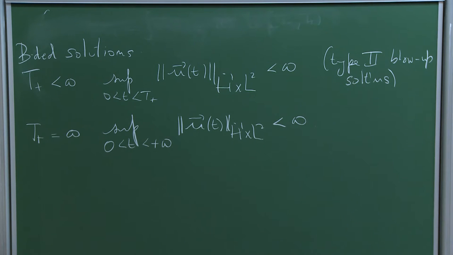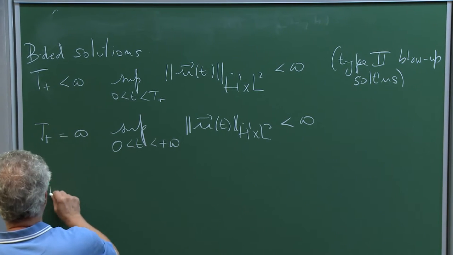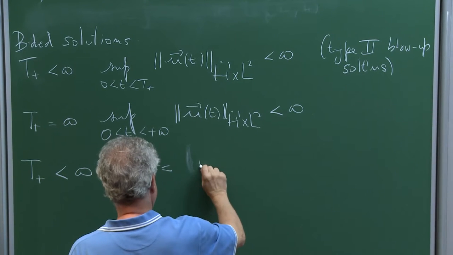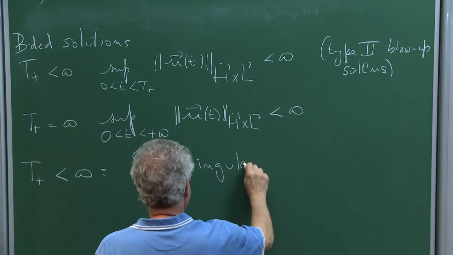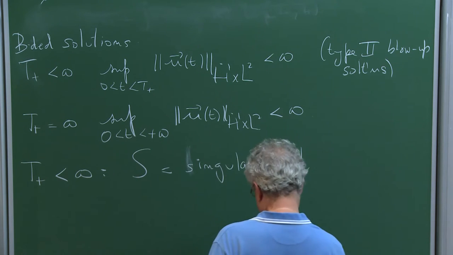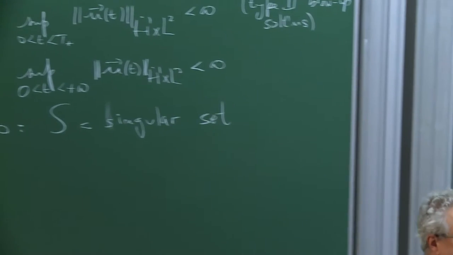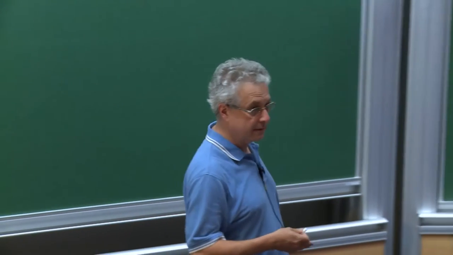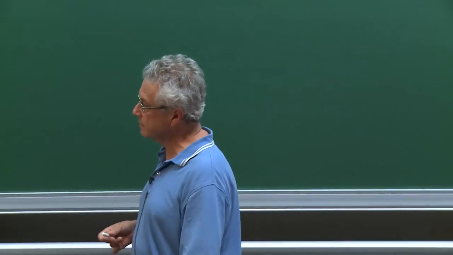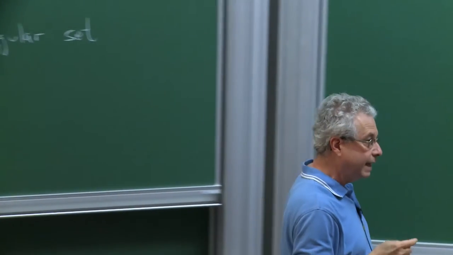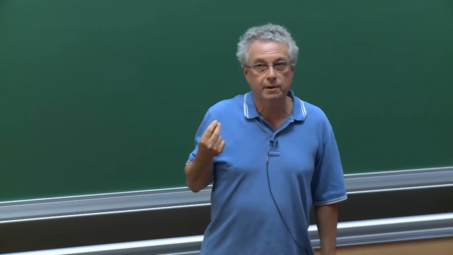And one thing that is important in the case when T plus is finite is something that we call the singular set. So the singular set is defined as follows. We will first define the regular set, and the singular set will be its complement. Okay? So we say that a point x0 is regular if there's no uniform concentration at x0.